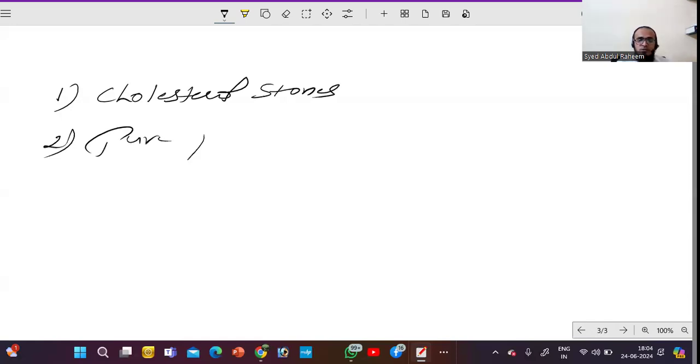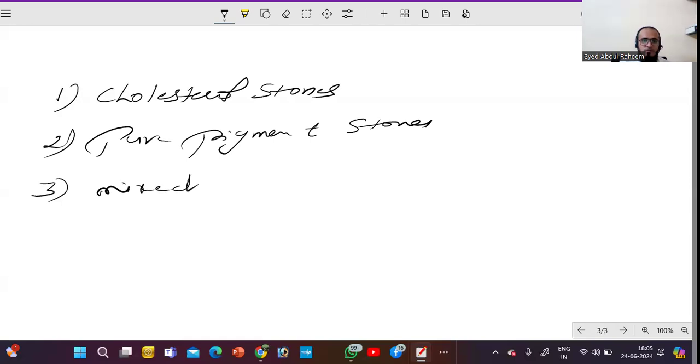How many types of gallstone are there? Okay, one type is cholesterol type stones, and another one is pure pigment stone. Okay, and we have mixed stones. The third one is mixed stones.